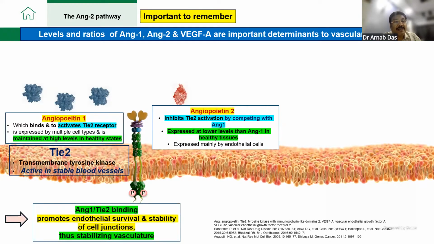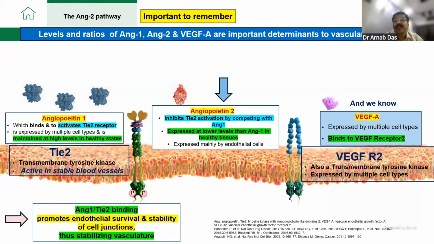Angiopoietin 1 and Tie2 binding promotes endothelial survival and stability of cell junctions, thus stabilizing vasculature. Whereas angiopoietin 2 inhibits Tie2 activation by competing with angiopoietin 1. It is, however, expressed at lower levels than angiopoietin 1 in healthy tissues. And we know VEGF-A binds only to VEGF receptor 2.